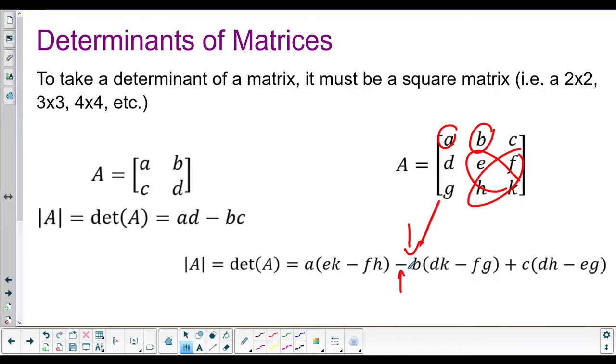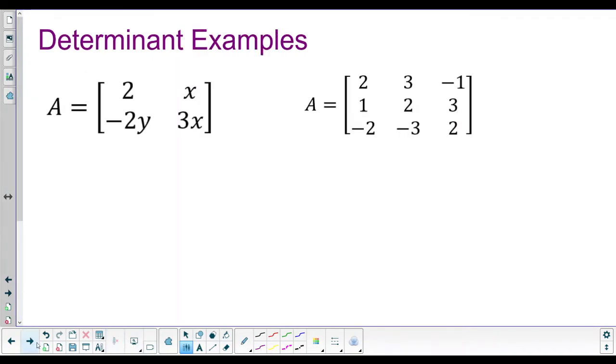There's a minus sign there for some reason, but don't worry about it too much. Just remember that you need a minus sign on that middle one. All right, let's go practice some determinants.